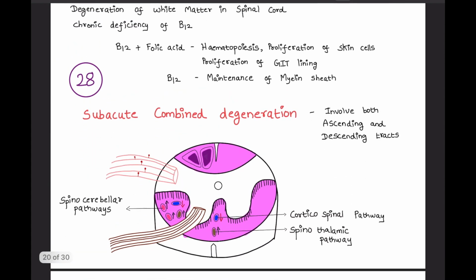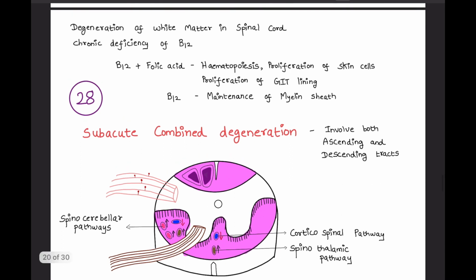Then we will see another unique case, subacute combined degeneration. That is, the white matter of the spinal cord is completely degenerated. The lesion is at the white matter of the spinal cord. So this degeneration of white matter in the spinal cord may be due to chronic deficiency of vitamin B12.